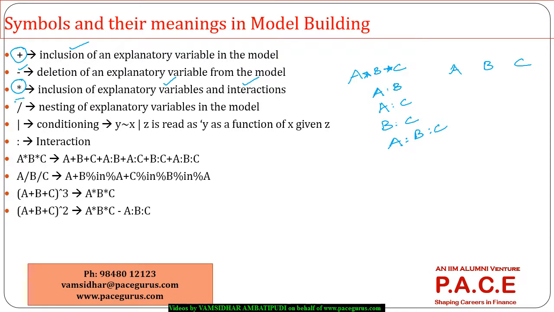But if I put a slash, I am putting the nesting of the explanatory variables. This is what is meant by nesting. If I put A slash B slash C, it's like A, then those values of B which are also in A, those values of C which are in B, and those values of B which are in A.